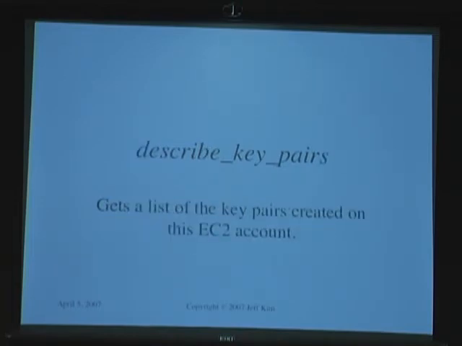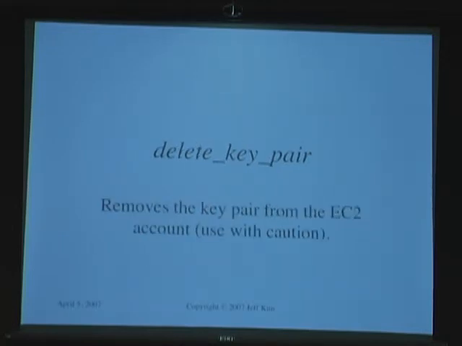Describe key pairs. Probably won't use this too often, but this just gets a list of the current key pairs associated with your particular EC2 account. Delete key pair. Probably want to be careful with this one, because technically you can delete a key pair, I believe, from an instance that's currently running with it, so you'll have no way of accessing your box if you do so. So again, probably want to be careful with this.